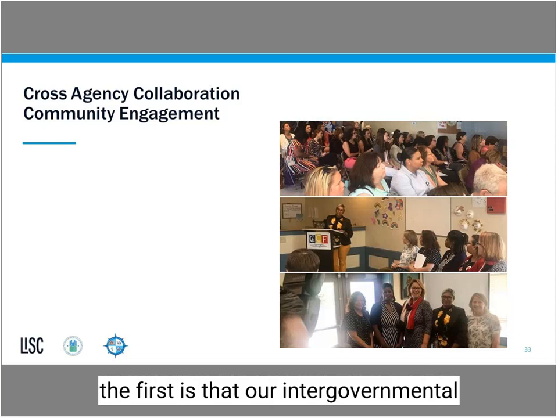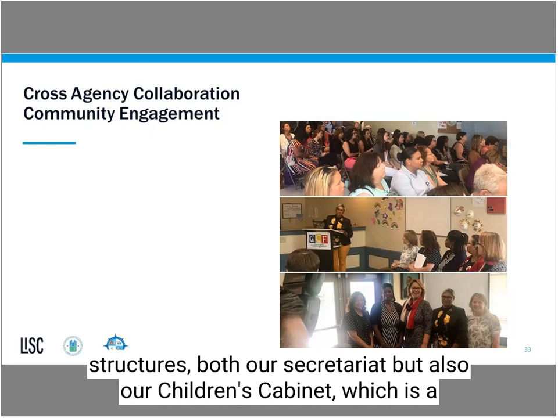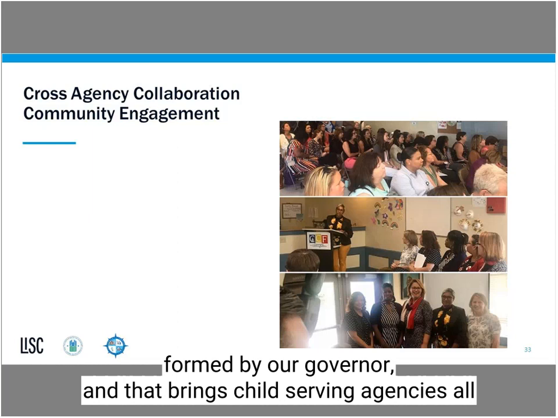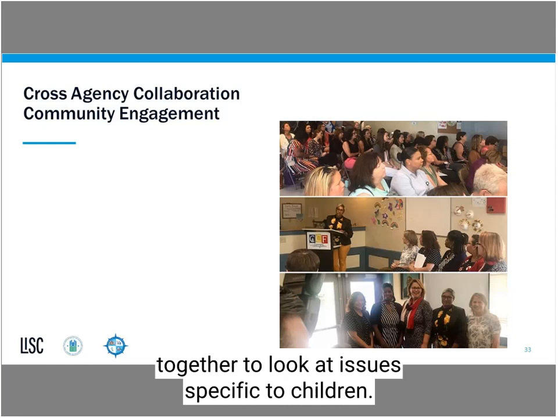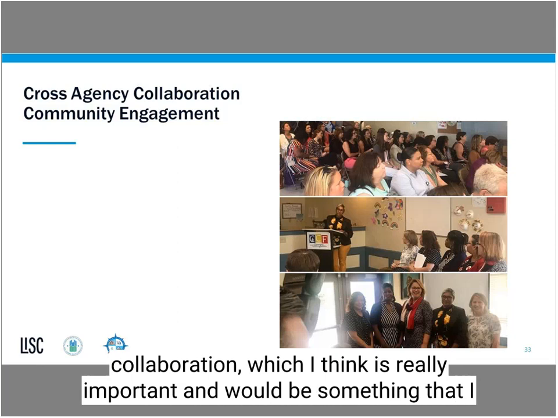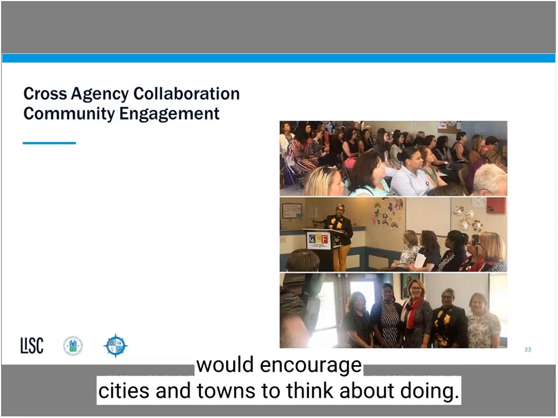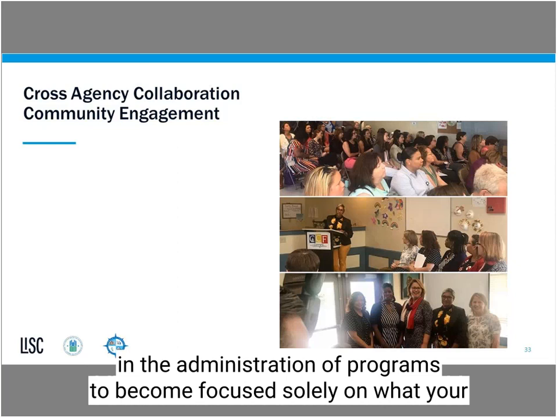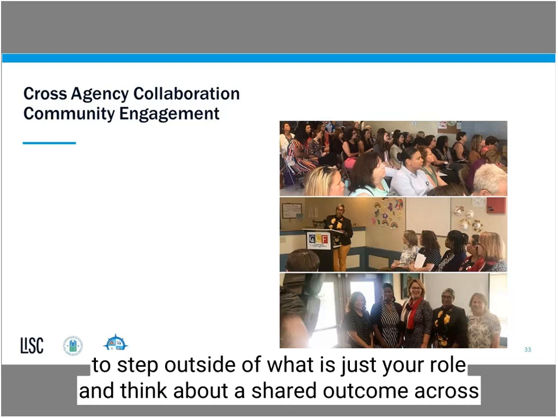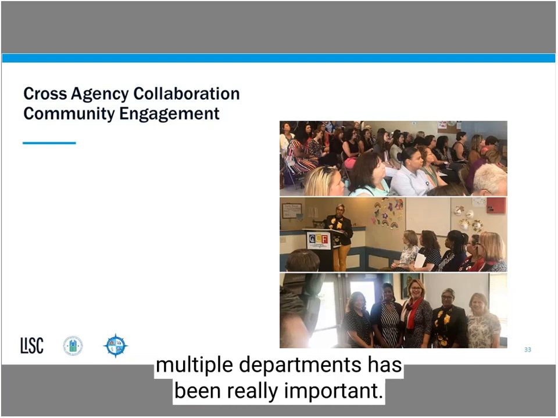I have a few thoughts. The first is that our intergovernmental structures, both our secretariat, but also our children's cabinet, which was created or kind of reborn by our governor, bring child serving agencies all together to look at issues specific to children. Both of those structures have created this culture of interagency collaboration, which I think is really important and would be something that I would encourage cities and towns to think about doing. It's very easy in the administration of programs to become focused solely on what your agency does, and creating routine structures where people are asking you to step outside of just your role and think about a shared outcome across multiple departments has been really important.